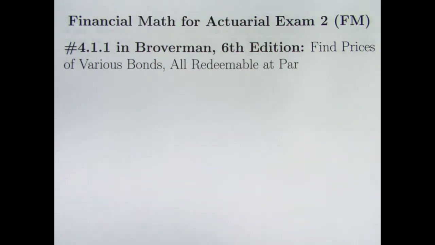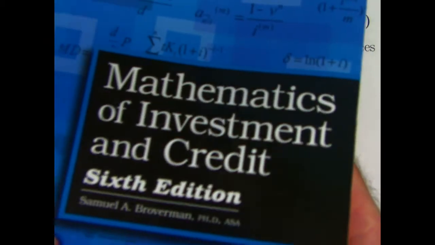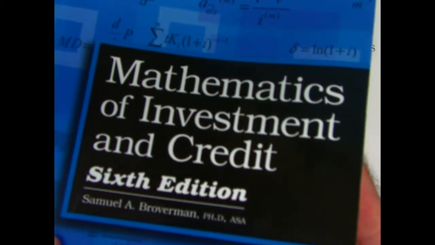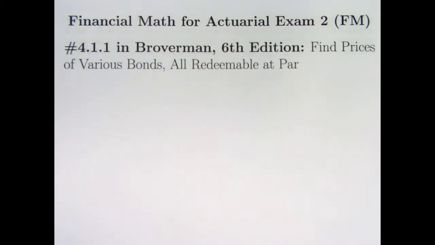Hi, I'm Bill Kinney, and this is my 88th video focusing on problem solving to help people for Actuarial Exam 2 on financial math. For the most part, we've been doing problems from the Mathematics of Investment and Credit, 6th edition by Samuel Broverman, and that continues in this video, though we are moving on to Chapter 4 now, which is on bonds.